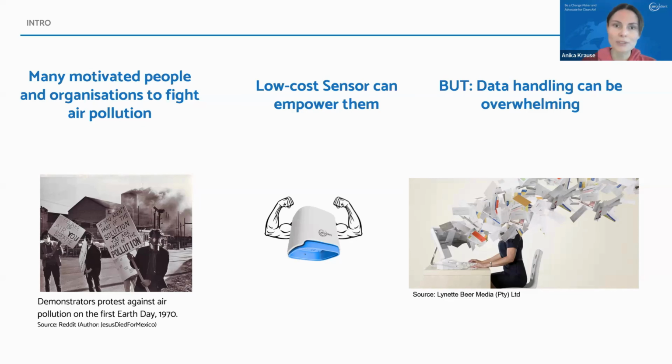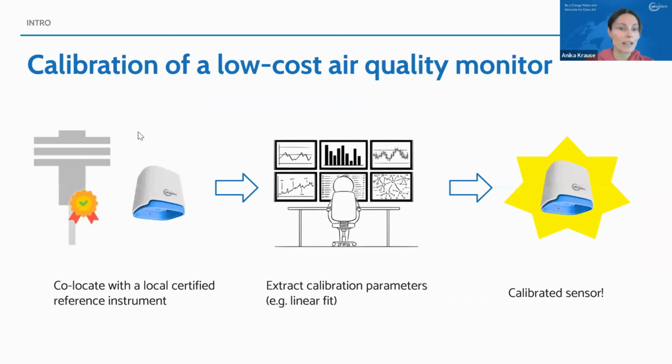For example, if you have a low-cost sensor, the recommendation is to calibrate it against a reference instrument. So for that, you need to put the sensor next to the reference instrument. Then you need to extract calibration parameters, for example, by performing a linear fit. You apply these calibration parameters to your sensor and you have your calibrated sensor. And what I want to focus on today is exactly this step of extracting parameters.